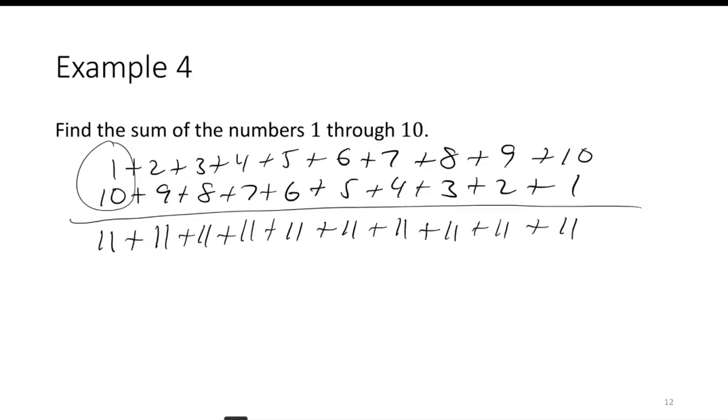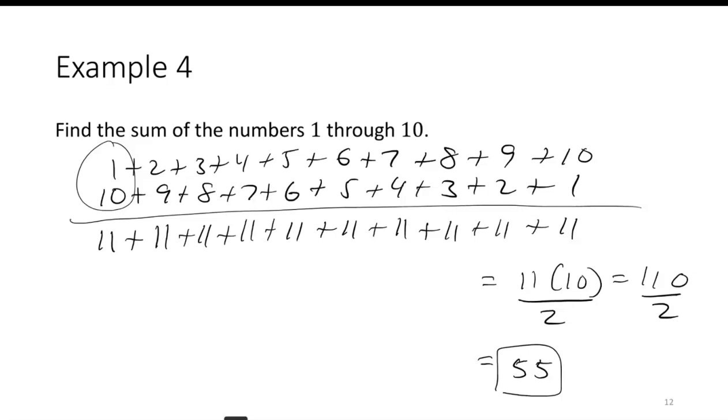So what we have here, you count, there's 1, 2, 3, 4, 5, 6, 7, 8, 9, 10 of these 11s. So this is really the same thing as 11 times 10, which is 110. However, notice that I wrote this sequence twice, so this is actually double the value of the sum of the numbers 1 through 10. So what I'll do next is divide by 2, and that gives us the answer 55.